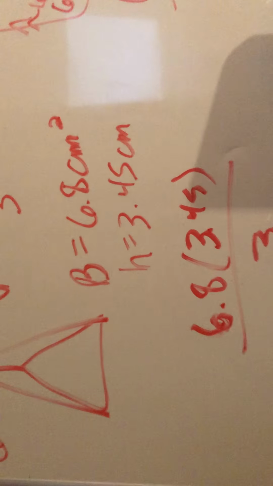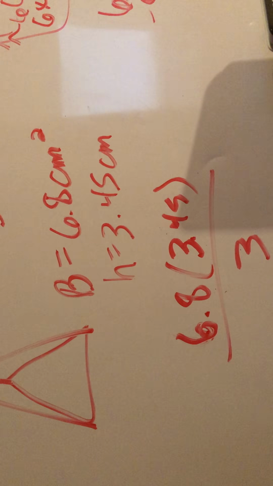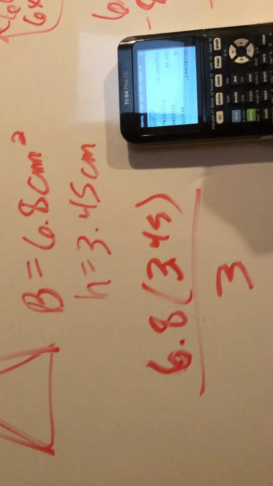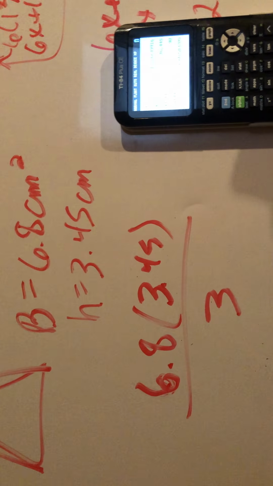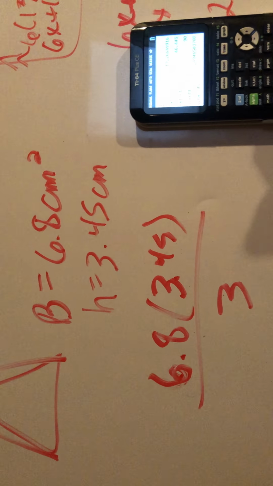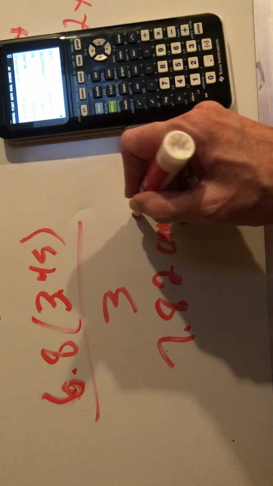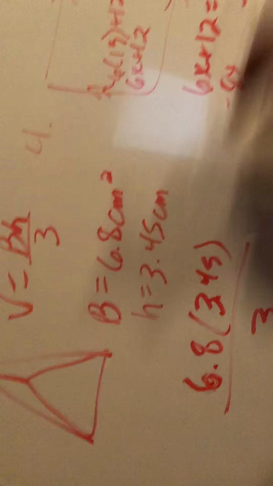And round it to... Doesn't say. So we're going to put 2 decimal places. So 6.8 times 3.45 divided by 3 gives you about 7.82 centimeters cubed. So that's how you do number 6. Then number 7.